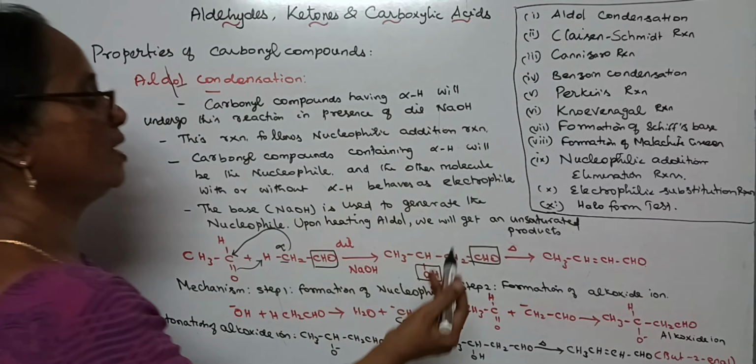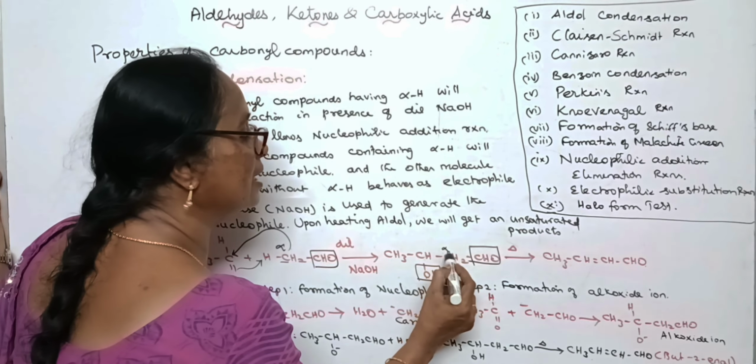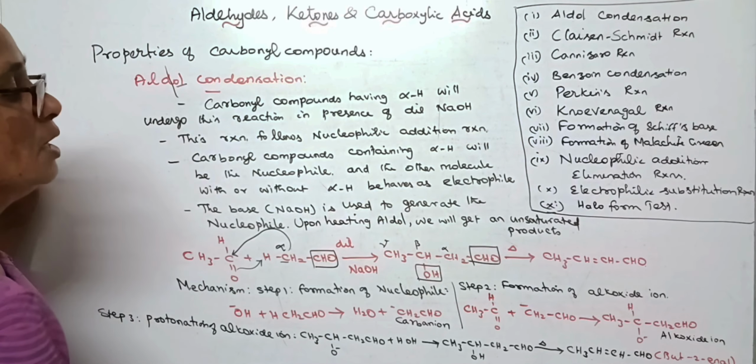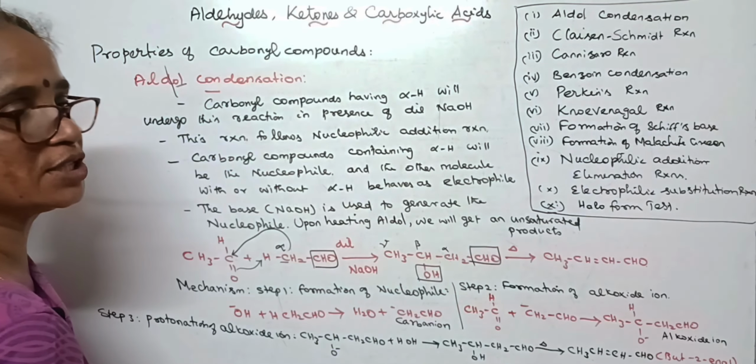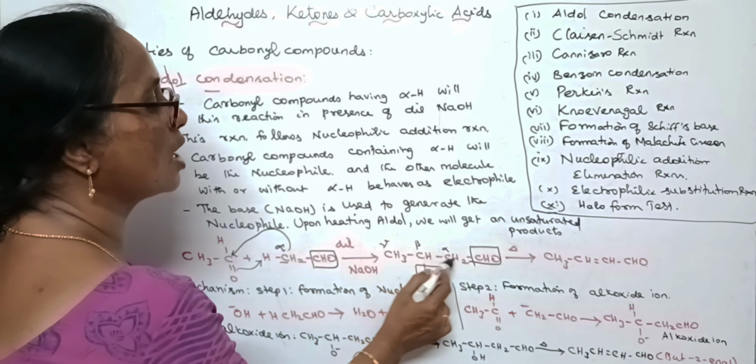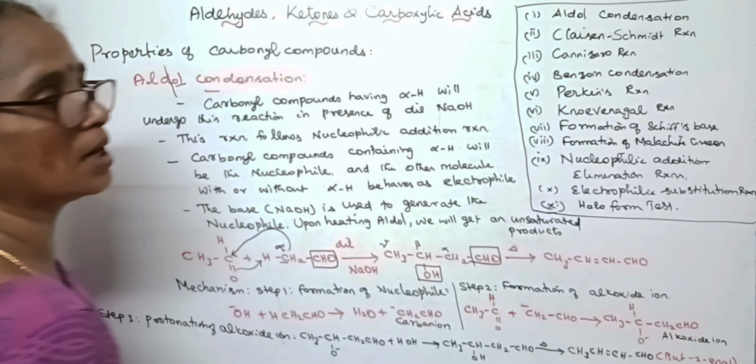So how will you name that? It is the functional carbon, it is the alpha carbon, this is the beta carbon, this is the gamma carbon. At the beta position we have an OH group. So what will you say? Beta hydroxy, with 4 carbons in the structure, so it is butyraldehyde.